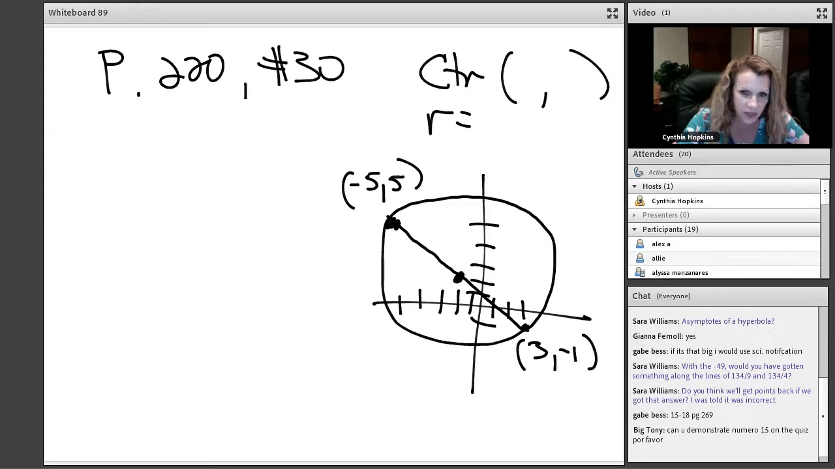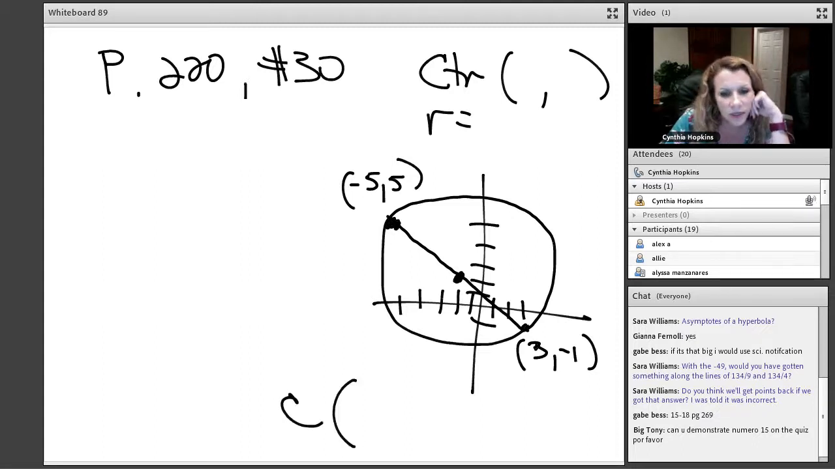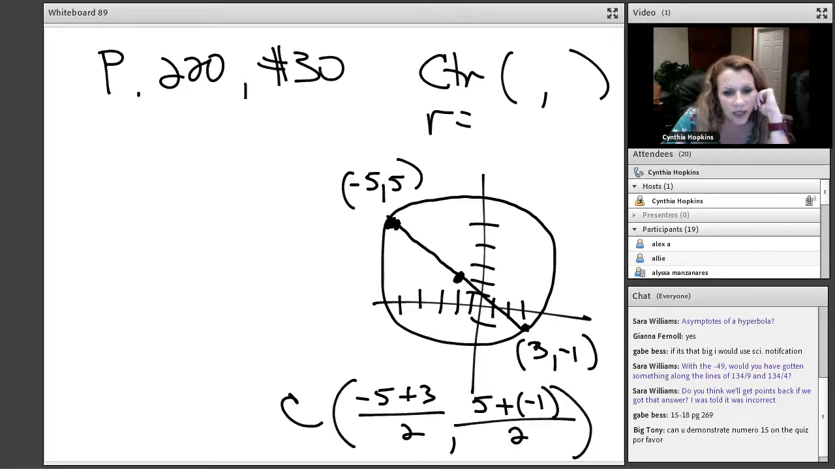To find my center, I want to average my x's and then average my y's. Okay, so the center, or the midpoint, is going to be negative 5, that's an x, plus 3 all over 2. And then positive 5 plus a negative 1, also over 2, because I'm averaging them. And so I get negative 2 over 2 is negative 1. And then 4 over 2 is 2. And so my center is negative 1, 2.